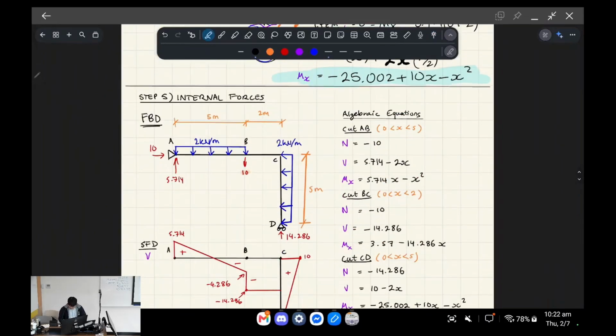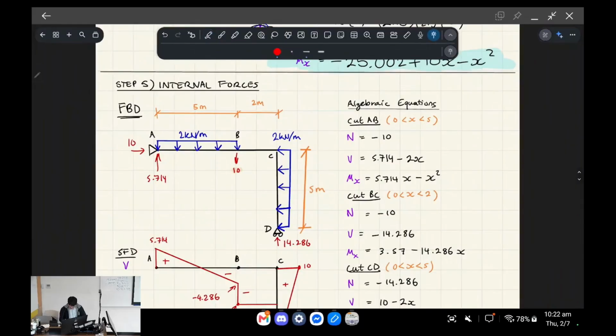Okay, so how do we actually graph these things, all right? And the best way for me to explain this is just by showing you visually and just highlighting things, okay? So the first thing I want to show you is the axial force, right? So here's a free body diagram in its entirety. I want to show you how the axial forces are graphed, okay?